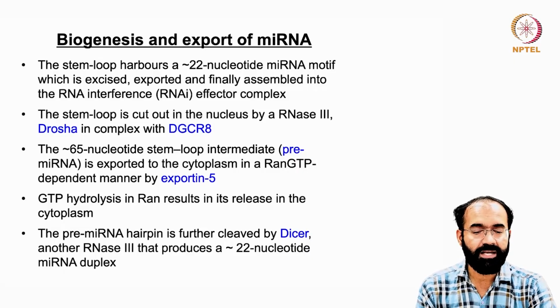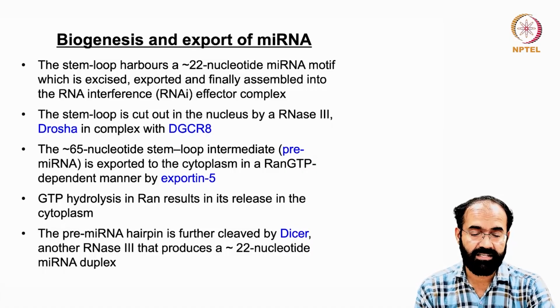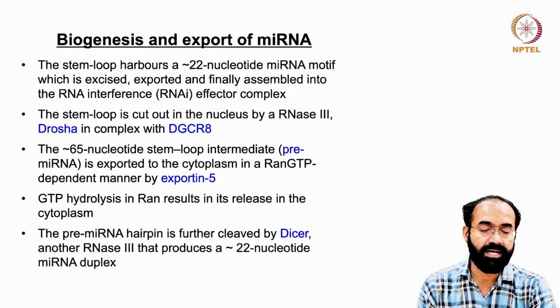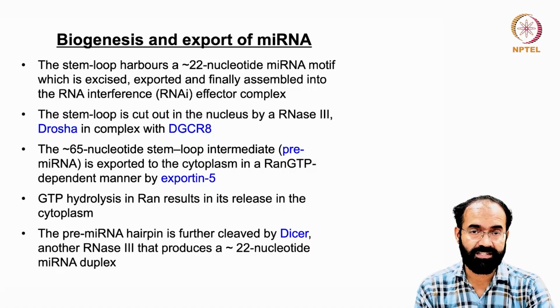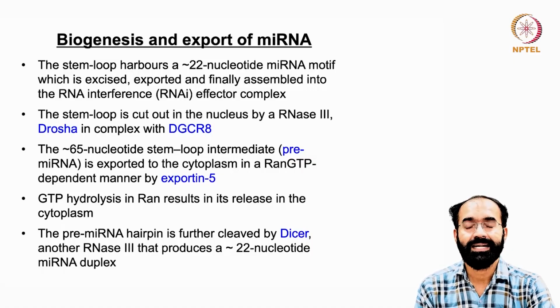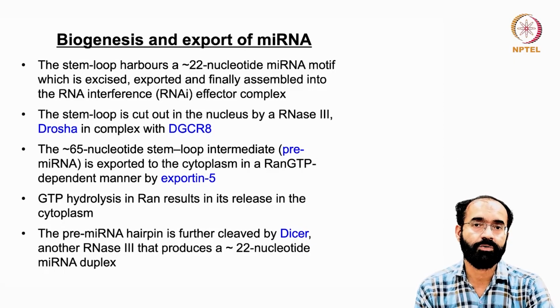So the pre-microRNA hairpin is further cleaved by Dicer. This action happens in the cytoplasm. So another nuclease called Dicer comes into the picture, which is also an RNase 3 family protein, and it produces a 22 nucleotide microRNA duplex. This is precise. No matter which microRNA you are talking about, it is 22 nucleotides in length, with complementary sequence, paired.